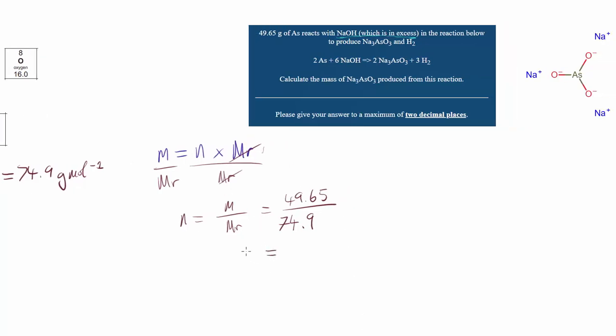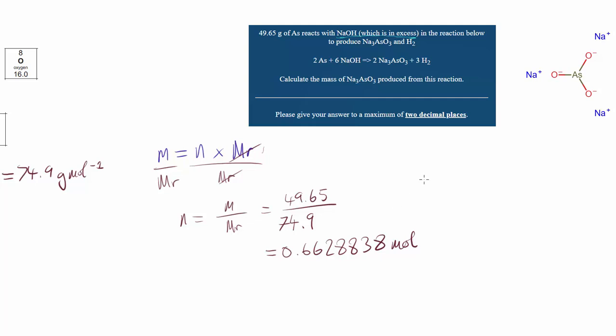If you work that out, you should be able to find out what the moles of arsenic is on the reactant side. And so that gives 0.6628838 moles.